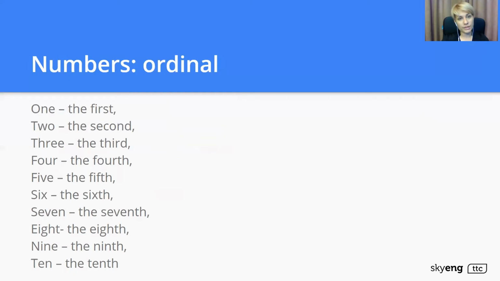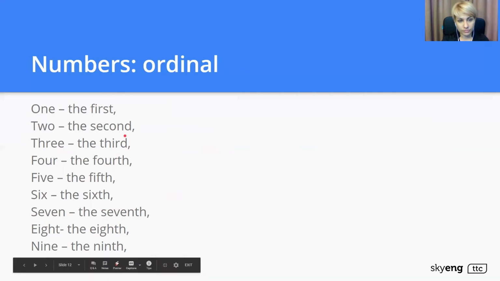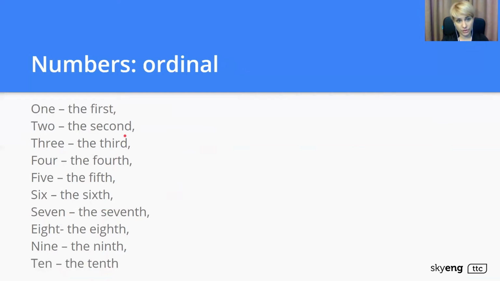If we talk about numbers, they can be just ordinal. And again, we draw students' attention to the exceptions, like the first, the second, and the third. And we draw students' attention to the spelling of the words. It's very important too.